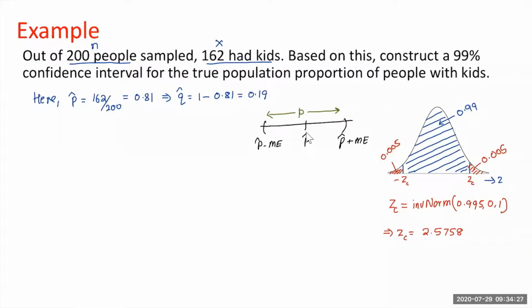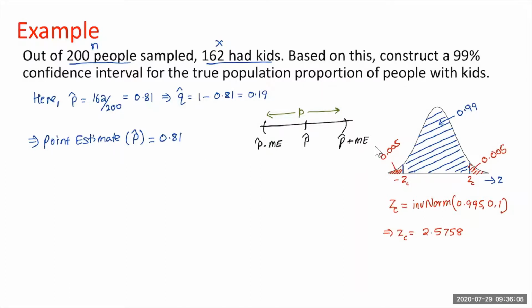So first, let's find the point estimate. You can write this down. Point estimate is p hat, which is equal to the sample proportion that we already got here. It is 0.81. That's your point estimate.